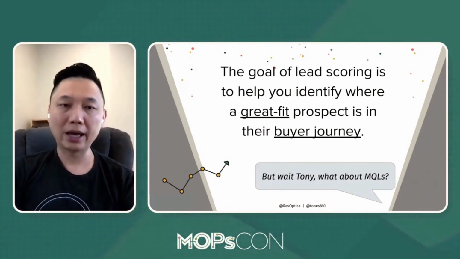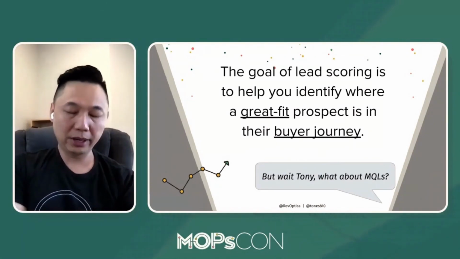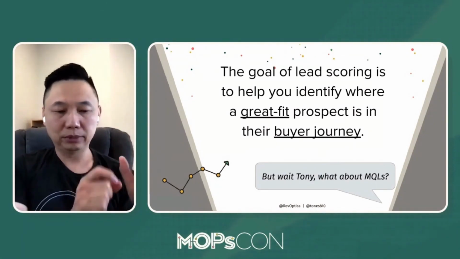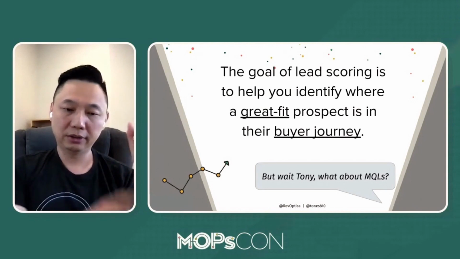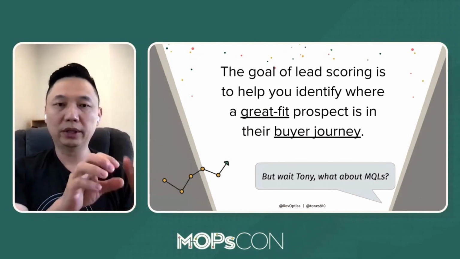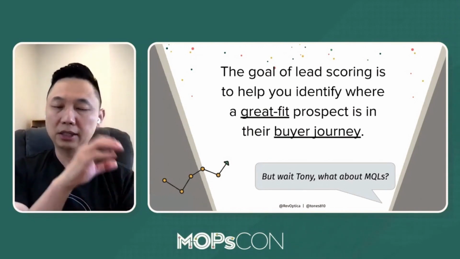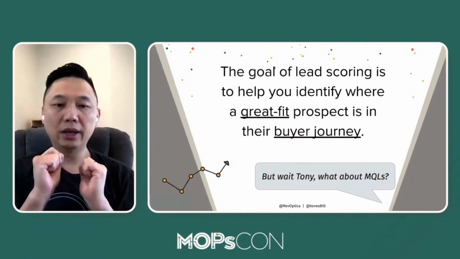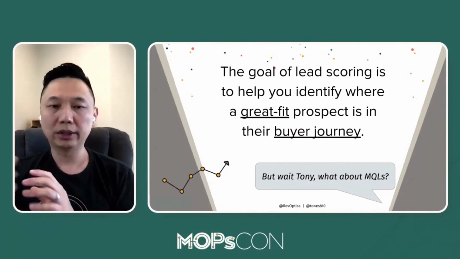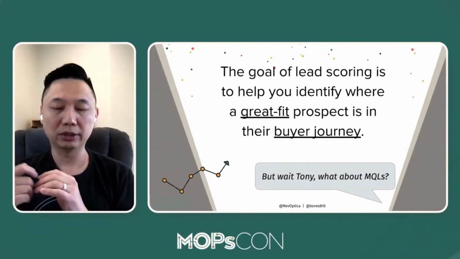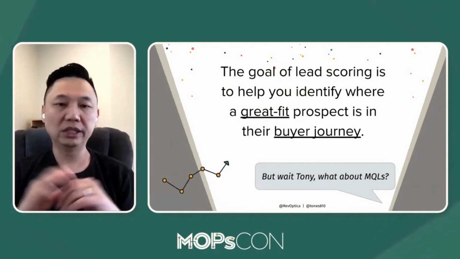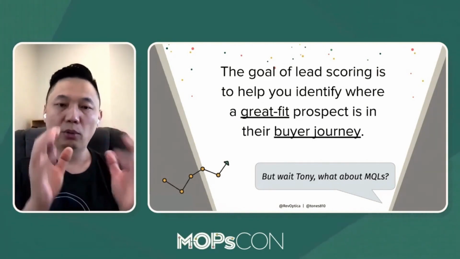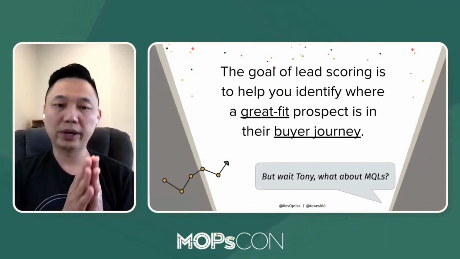Great fit being one aspect. If you recall my earlier slide, I recommended breaking it out into a fit score, being company ICP fit and persona fit, and then where they are in the buyer journey. This is where the activity or behavioral score comes into play, right? So the goal of lead scoring is to identify if it's a great prospect, and where they are in the buyer journey.